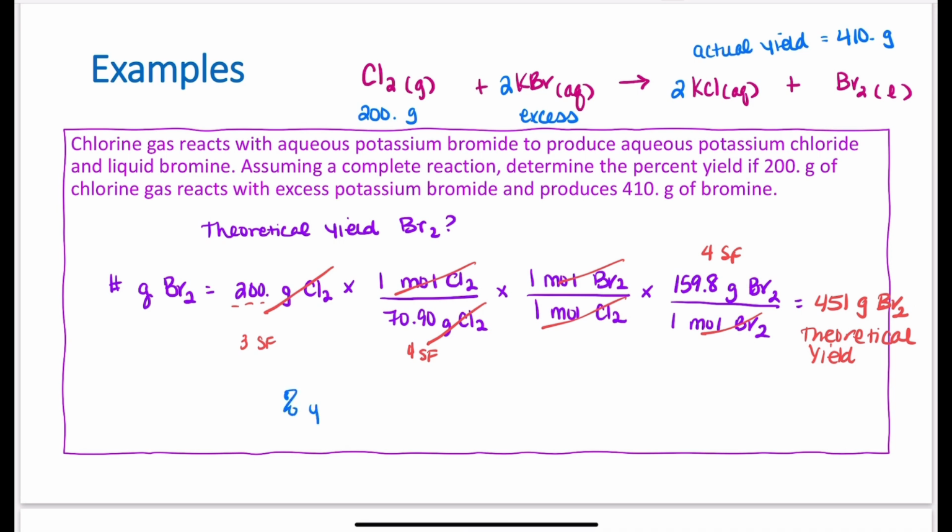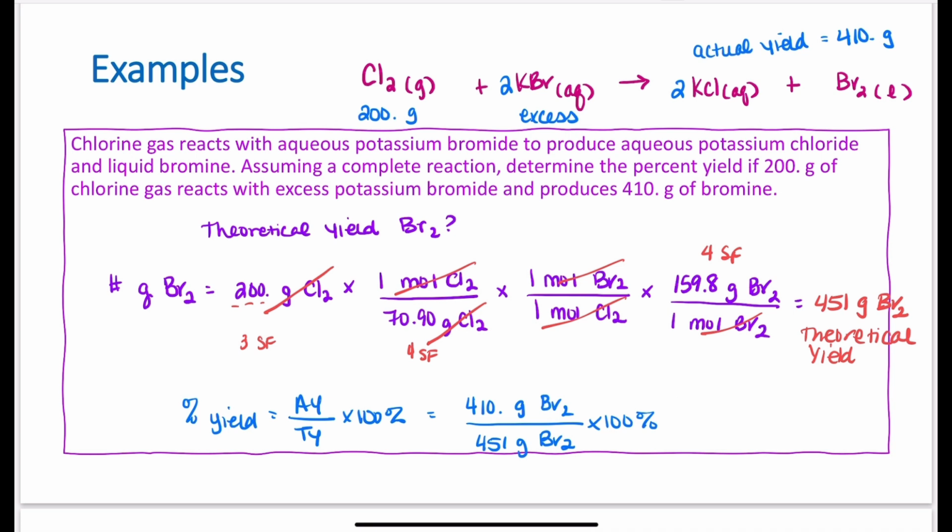Now I just need my percent yield. Again, your percent yield is your actual yield over your theoretical yield times 100%. My actual yield was 410 grams because it says produces 410 grams of bromine. My theoretical yield was 451 grams of bromine. Multiply that by 100%, and I get a yield here of 90.9%. So my percent yield here, 90.9.